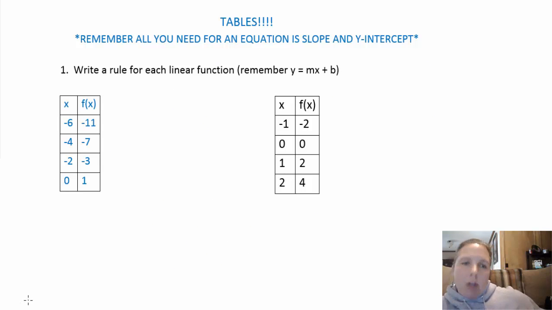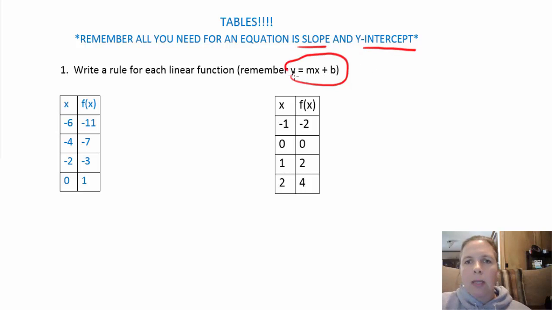Okay, tables. Here's the key for the tables, and I wrote it up here. Remember, all you need for an equation is slope and y-intercept, because we want it to look like this, y equals mx plus b. Write a rule for each linear function. Remember, y equals mx plus b. So first we have to come up with the slope. There's a few different ways to do that on this.